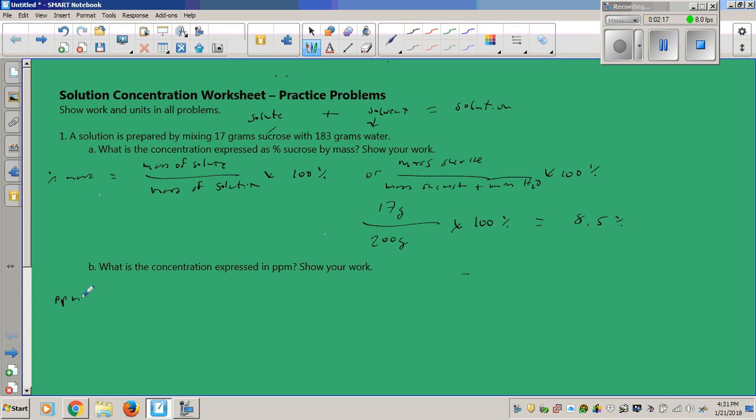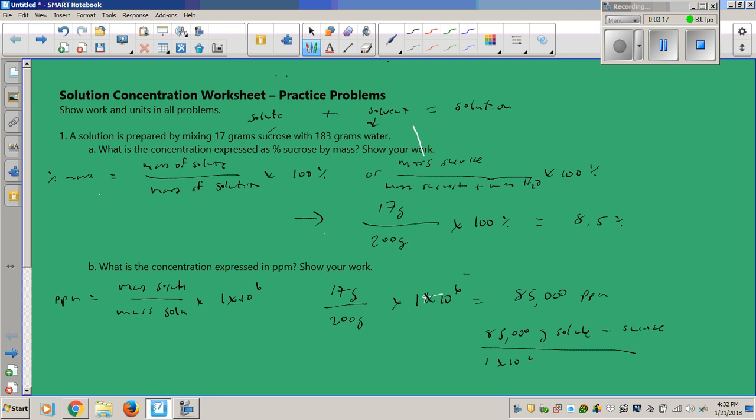Now it wants to know what the concentration is expressed in parts per million. The formula for this is the mass of the solute over the mass of the solution times 1 times 10 to the 6. We can see that it's very similar to the previous expression. So 17 grams over 200 grams times 1 times 10 to the 6, and you should get something like 85,000 ppm, parts per million. That just means that when you have 85,000 grams of the solute, sucrose in this case, you should have 1 times 10 to the 6 grams of the solution. So that's all that means.